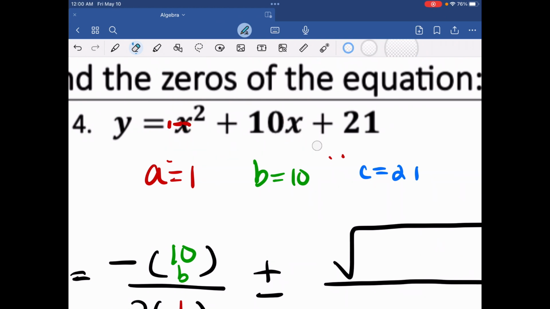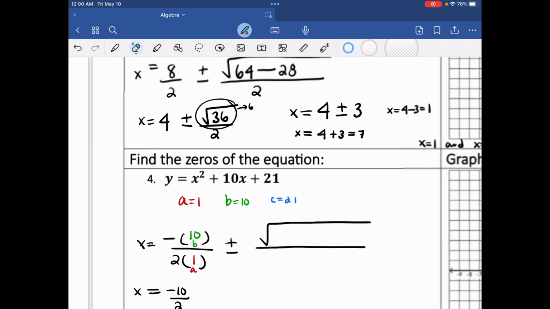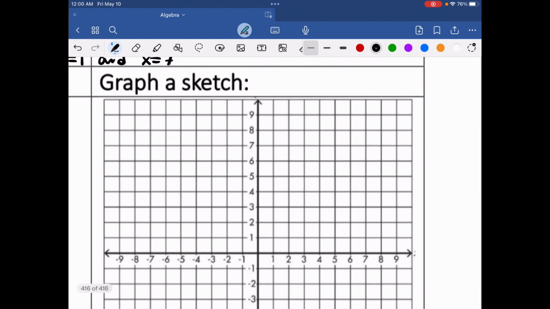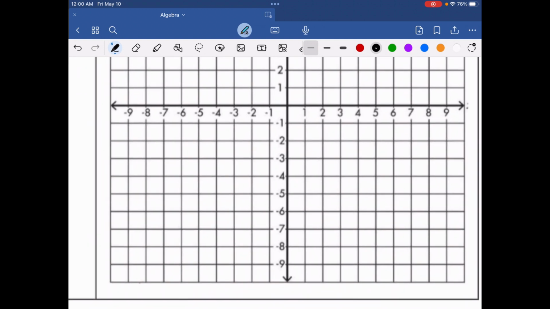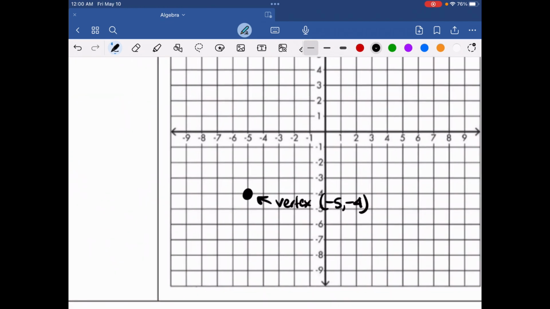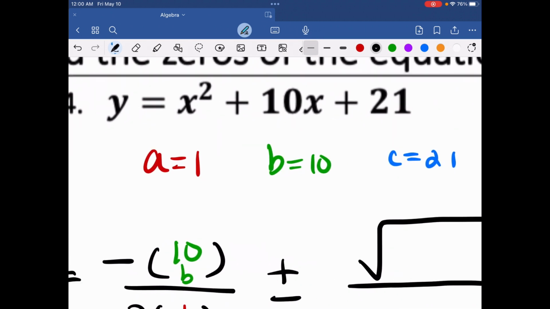So that is where our vertex is. It's at negative 5, negative 4. So my vertex, negative 5 and negative 4, would be right here. That one would be the vertex at negative 5, negative 4. That's the vertex. So right now, if you guys look at A, it is a positive number, so that means it opens up. Okay, we know that it opens up.